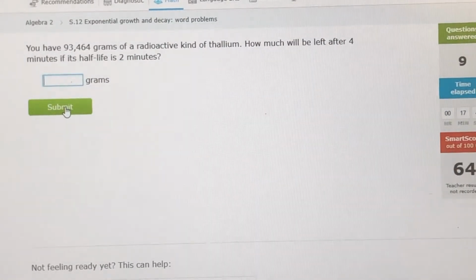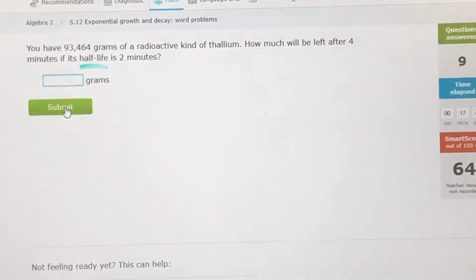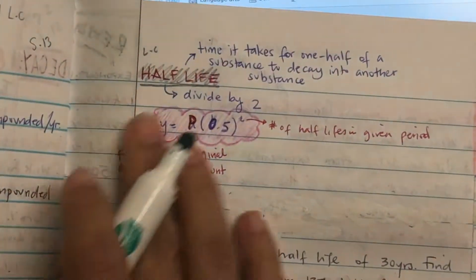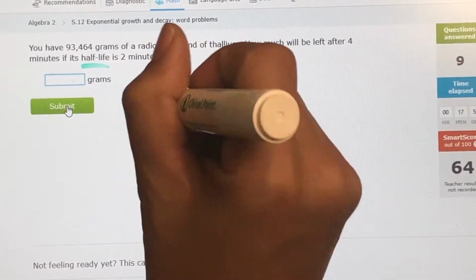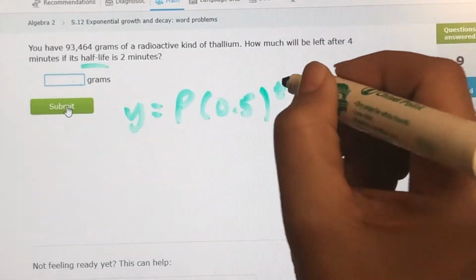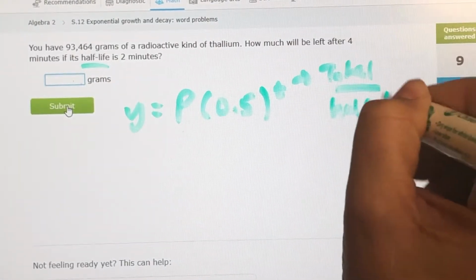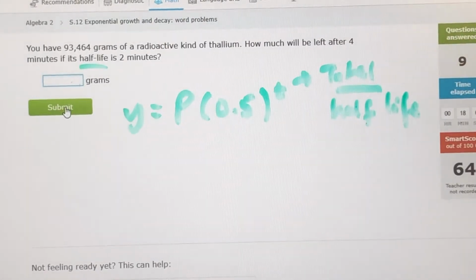All right. What am I looking for here? I see the keyword, which is half-life. So I get out my notes, look up my formula for half-life, and write it down. So y equals P, which is my starting principal, times 0.5 raised to T, where T is the total divided by half-life. Total divided by half-life. And I just fill in the information.